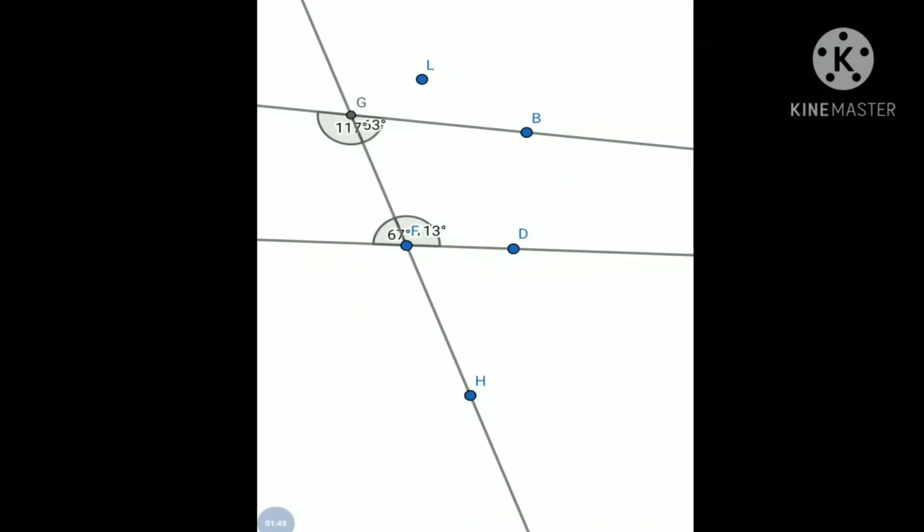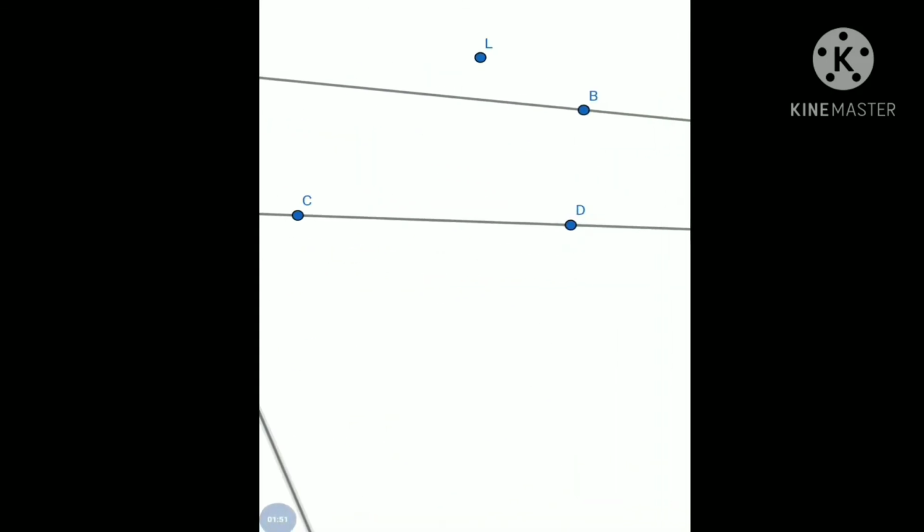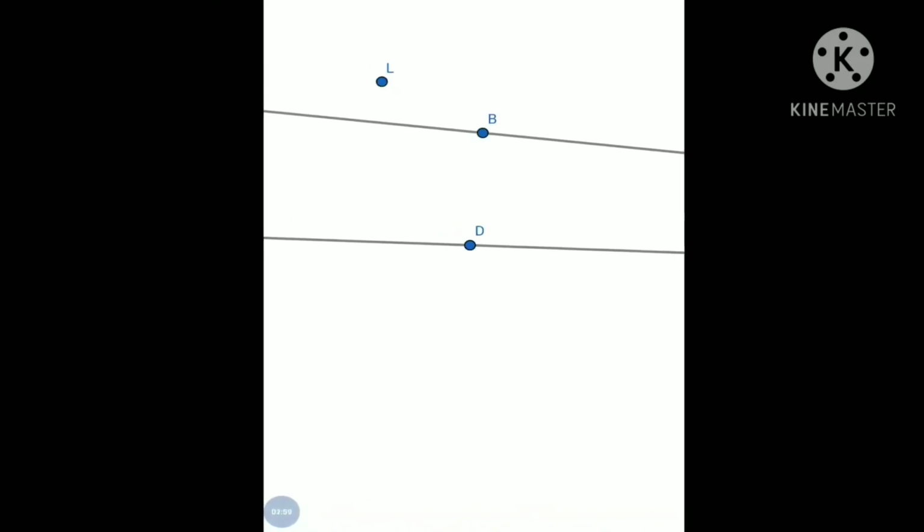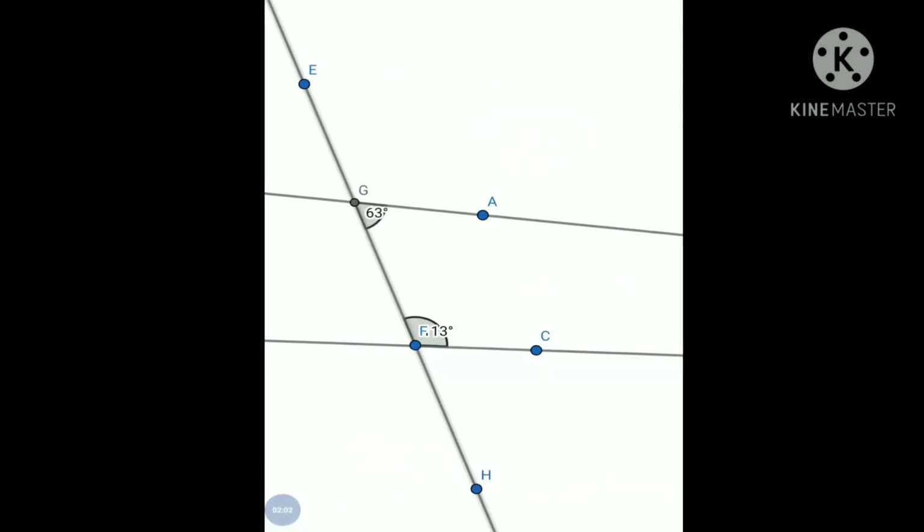See, the lines will meet at infinity. They are not parallel. Now they look parallel, but they will meet at infinity. See, it will meet somewhere else. See, it is meeting here. When we extend the lines, they will meet. Why is it meeting? Because these angles are not supplementary. Now make this angle supplementary.